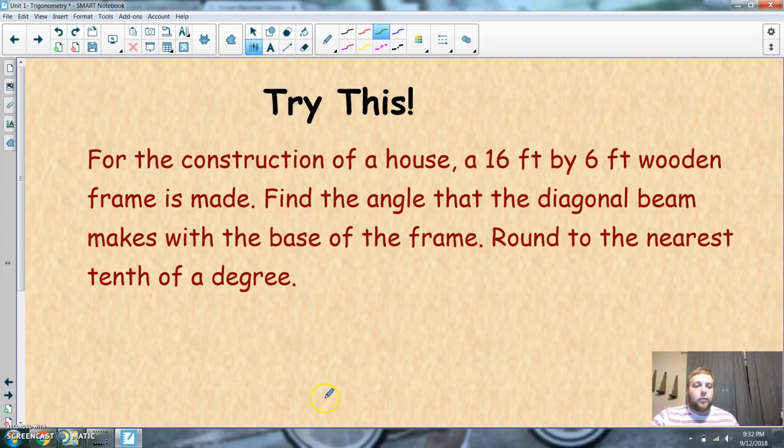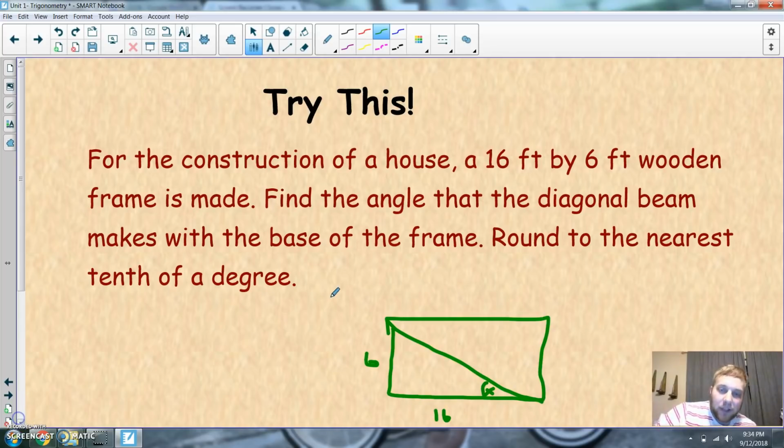Alright, I don't know if I'm going to get another one in. We will go fast. Alright, I'm going to draw a picture of the situation, and then we'll go from there. Alright, so this one's a little harder to understand, but basically you have a frame of a house 6 feet by 16. It says a diagonal beam makes with the base of the frame. What is this angle here? Okay? Alright, so this is what I would do for a picture.